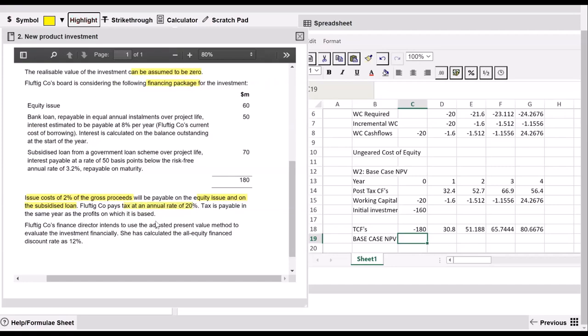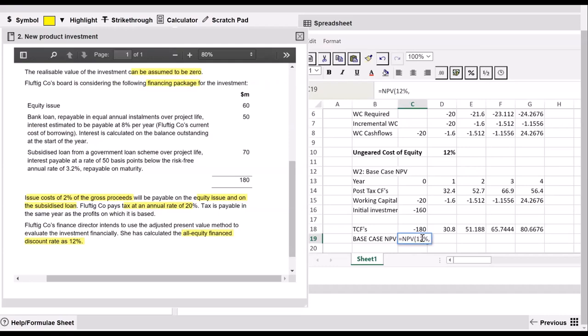The finance director intends to use adjusted present value to evaluate the investment financially. He has calculated the all equity financed discount rate at 12%. So it's directly given. The ungeared cost of equity is given as 12%. I can use that in order to find out the base case NPV. So the NPV is at 12%.